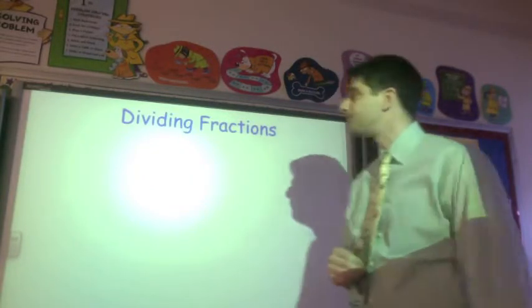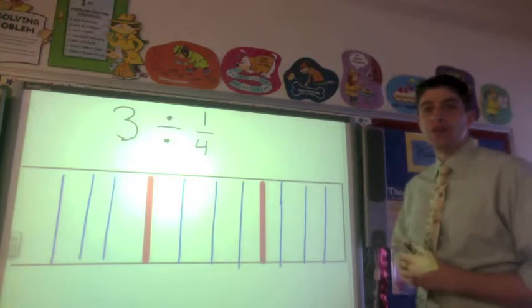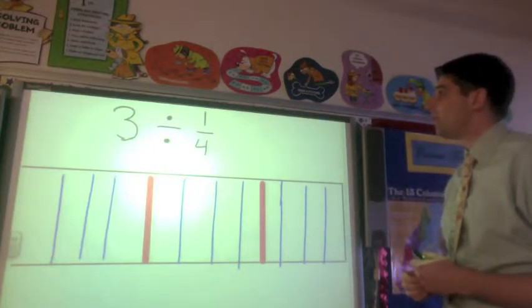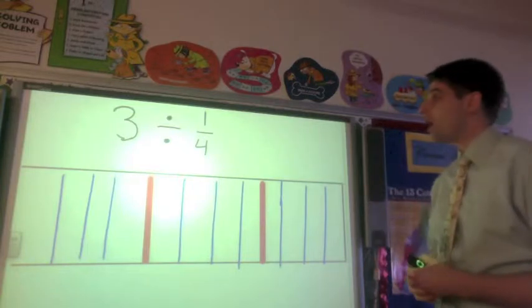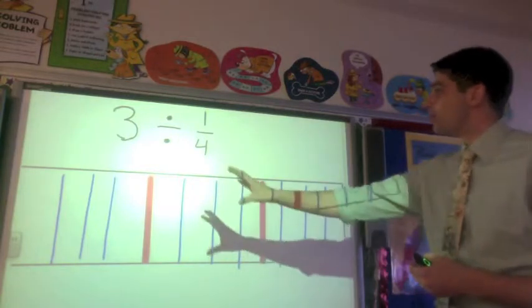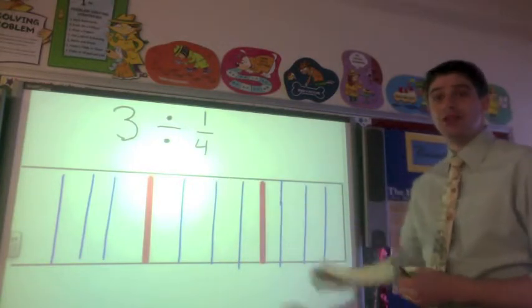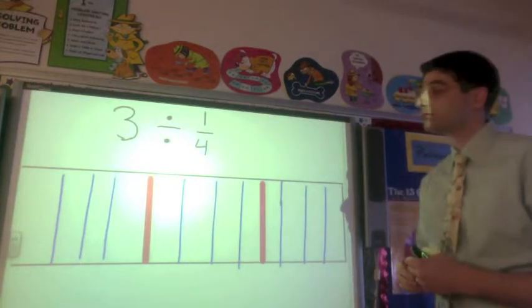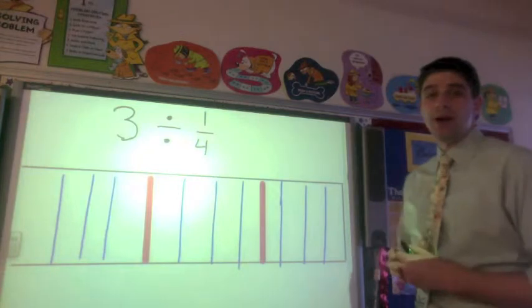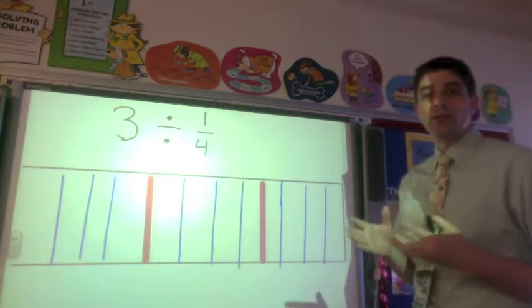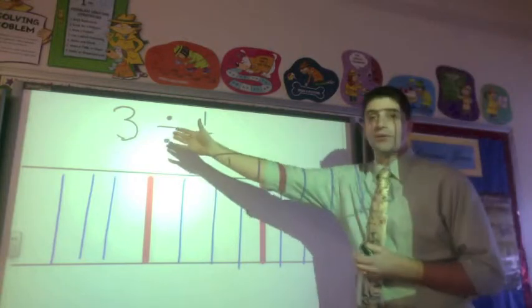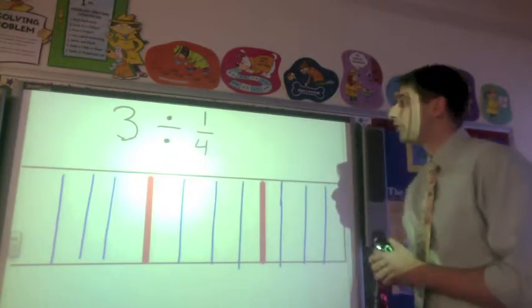Here's way number one. Here I have 3 divided by 1/4. 3 is my dividend. It's also a whole number. So what I did was I made 3 separate boxes, as you can see here, and they're divided by the thick red line. I took my 3 boxes and I divided them into fourths. I divided them into fourths because I'm dividing 3 by a fourth.